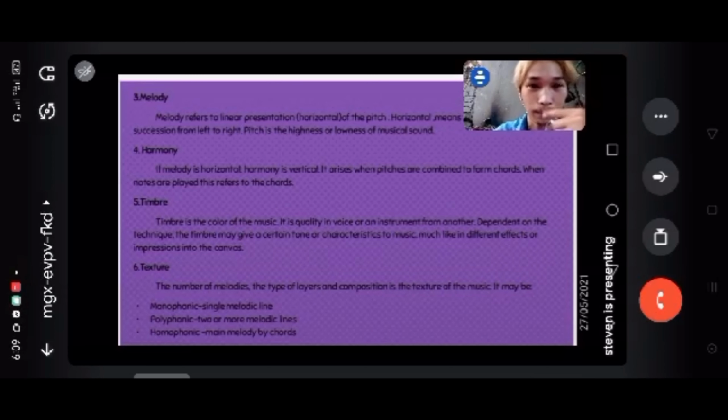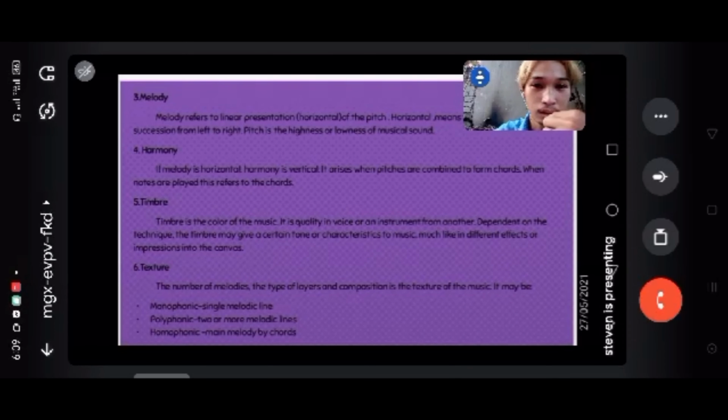Harmony. If melody is horizontal, harmony is vertical. It arises when pitches are combined to form chords. When notes are played together, it refers to the chords. Ito po yung pinag-combine po nila yung sa horizontal and vertical sounds po. Para makagawa po ng isang notes na kanta po.